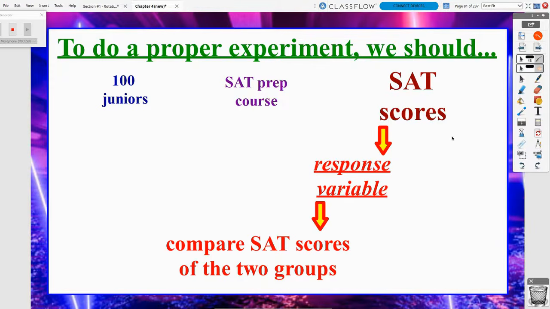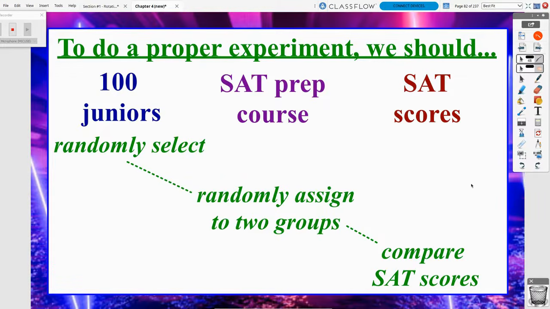All right. Last but not least, on the third part here, our response variable, which was measuring the SAT scores. In the end, we want to compare the SAT scores of our 2 groups, the group that took the prep course and the group that did not take the prep course.